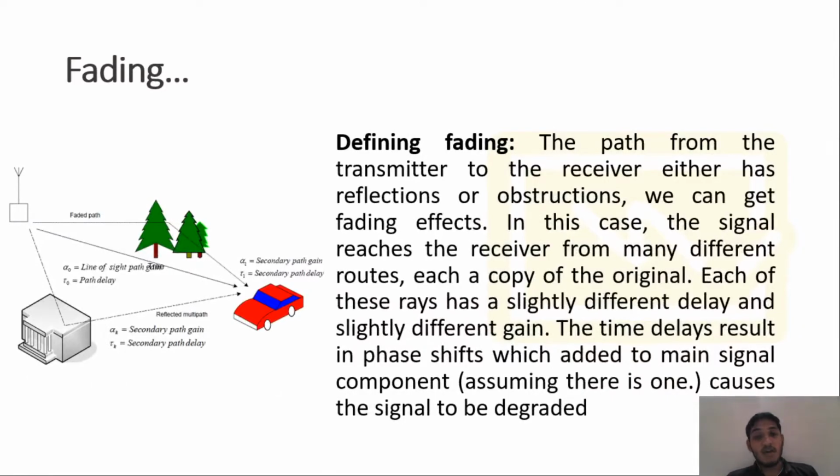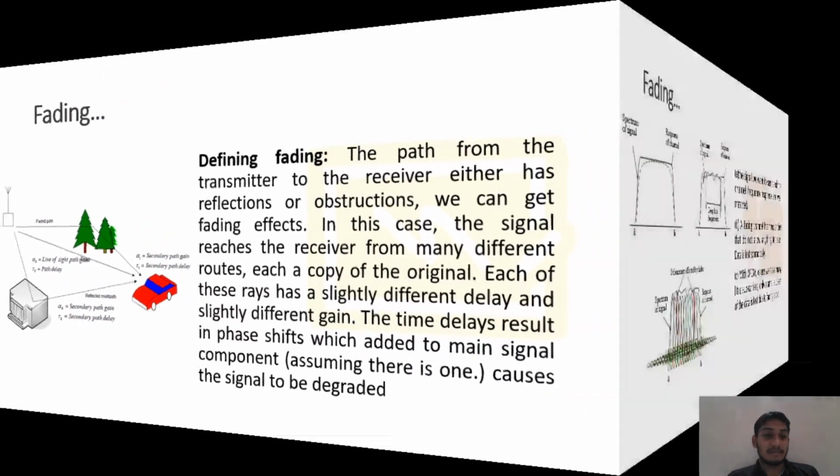A definition of fading. If the path from the transmitter to the receiver has reflection or obstruction, we can get a fading effect. In this case, the signal reaches the receiver from many different routes, each a copy of the original. Each of these rays has a slightly different delay and a slightly different gain. The time delay results in a phase shift which is added to the main signal component and causes the signal to be degraded.